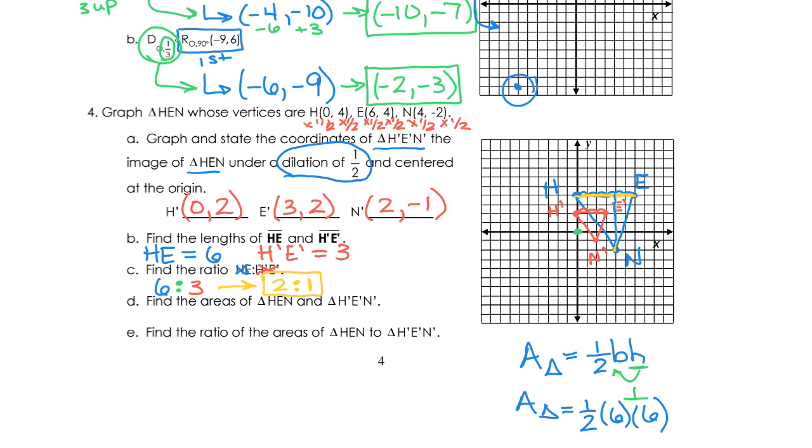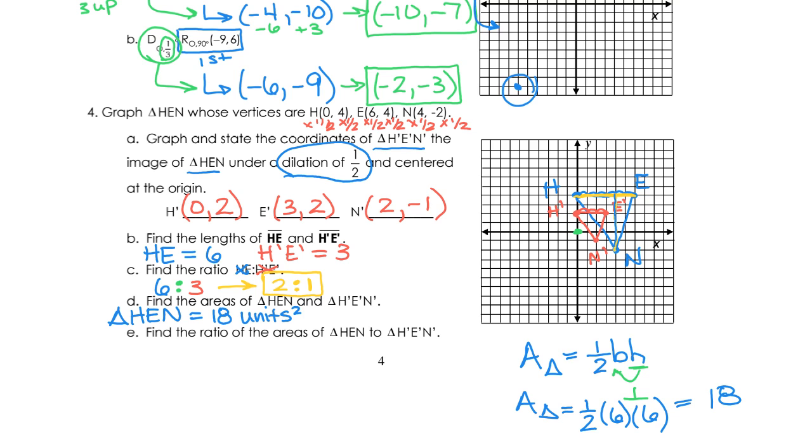All right, half times 6 times 6, or I like to do 6 times 6, which is 36, and then take half. Either way, you get 18. All right, so triangle HEN has an area of 18 units squared. Area is always labeled in units squared.